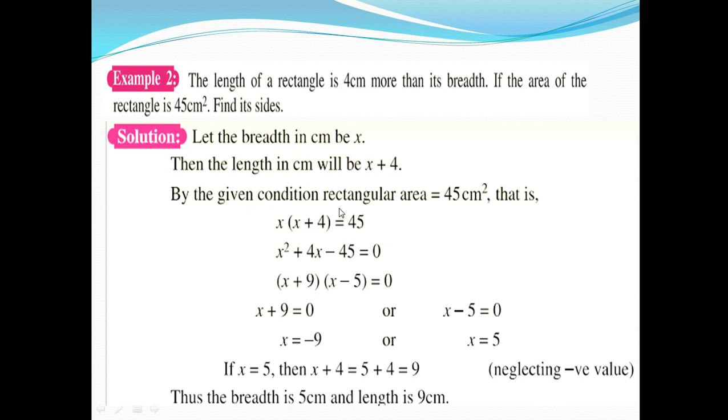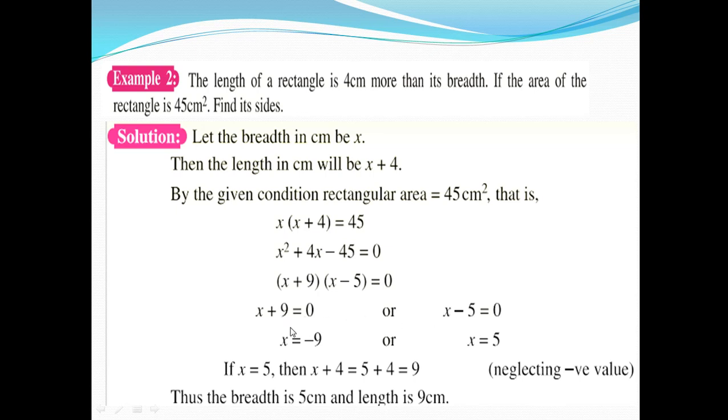By the given condition, the rectangle area is 45 cm square. That is, the area is length into breadth, equal to 45 cm square. x is the breadth and x plus 4 is the length. They are multiplied by each other and after simplification give the quadratic equation x square plus 4x minus 45 equal to 0. Then by the factorization middle term method we get (x plus 9)(x minus 5) equal to 0. x plus 9 is equal to 0 and x minus 5 is equal to 0.